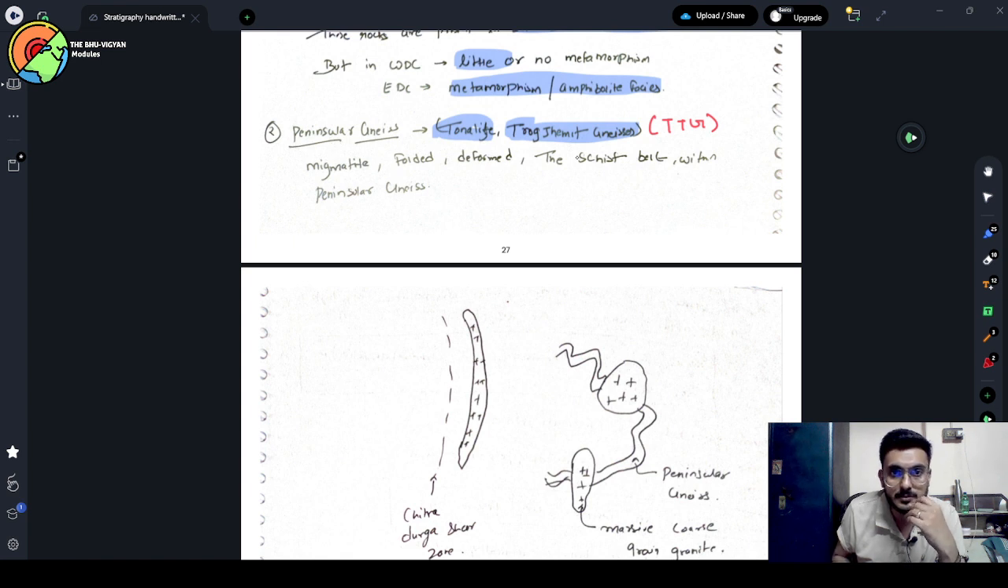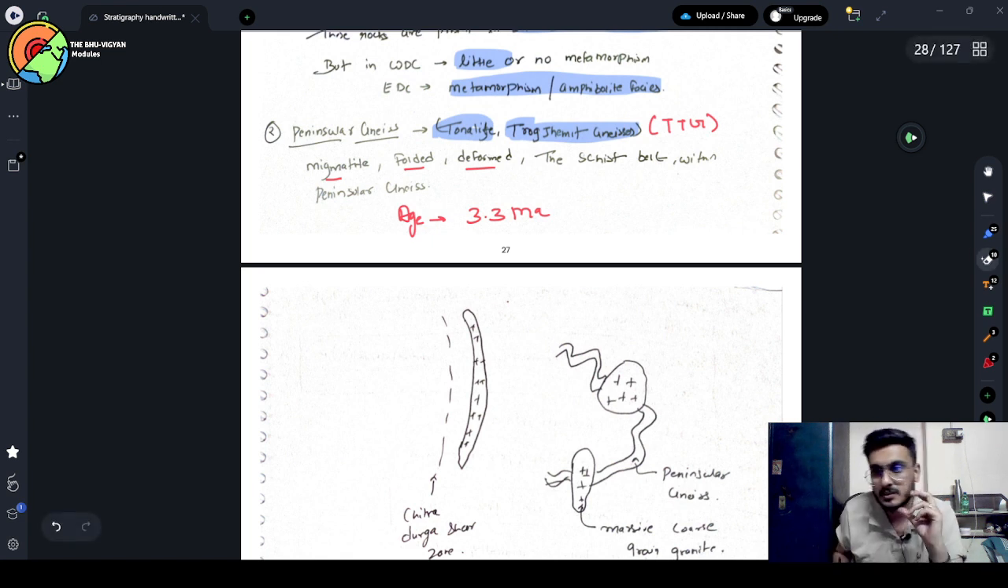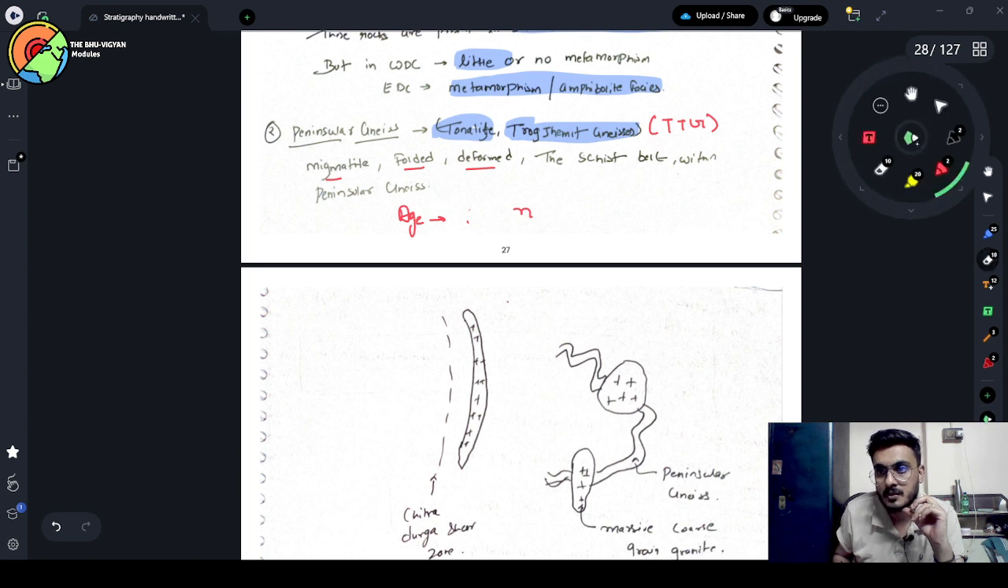Now, what will be the composition of this one? It basically contains migmatites. The schist belts within the peninsular gneiss are highly folded and deformed. And the age of this will be 3.3 billion years, that is, 3300 million years. So this is the age of the peninsular gneiss.